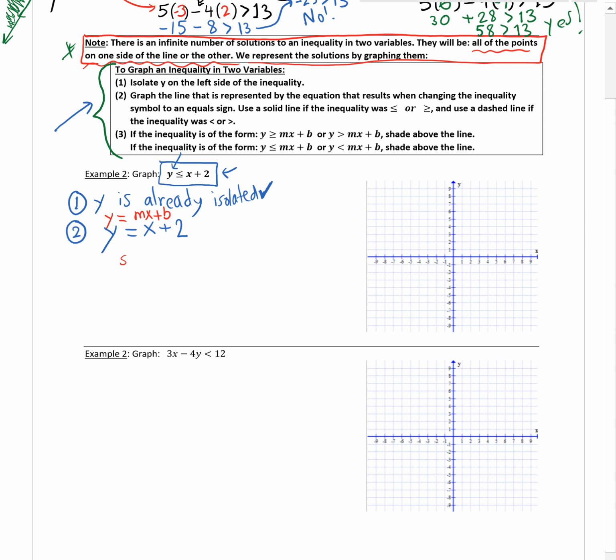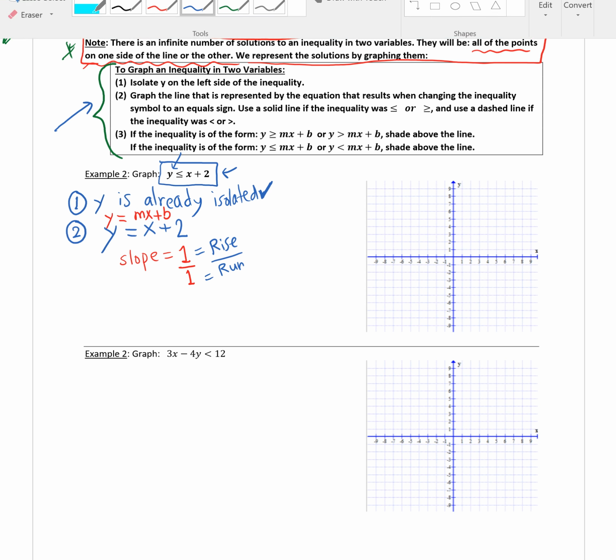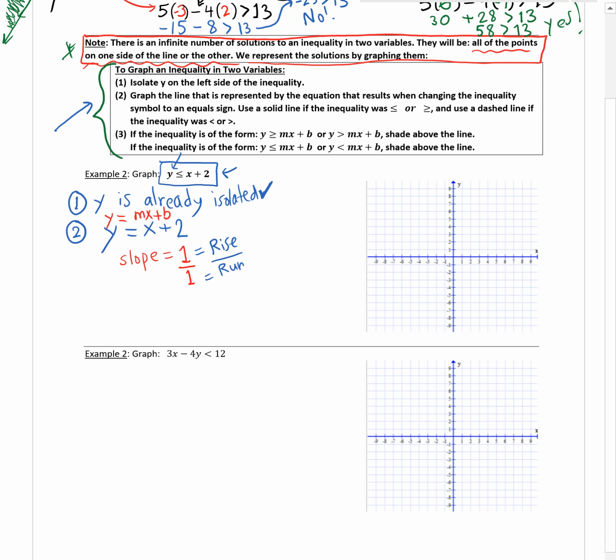So let's see, the slope, remember, is the coefficient of x. And since I don't see a number in front of x, it must automatically be a 1. And remember, slope you want to think of as rise over run. So even though it was a whole number 1, I'm going to put that whole number over 1 so that I can think of it as rise over run. That way I'll know how far to go up or down and then how far to go left or right.